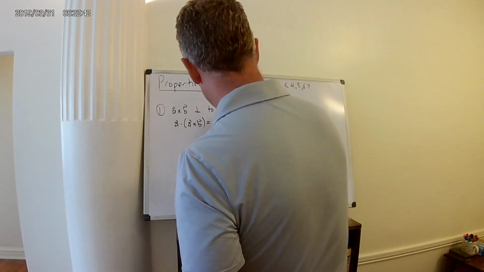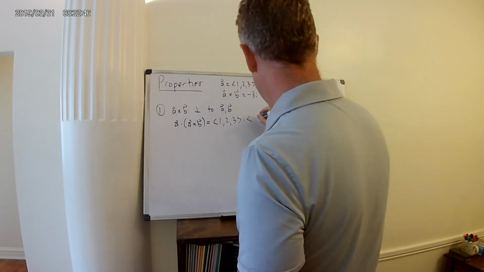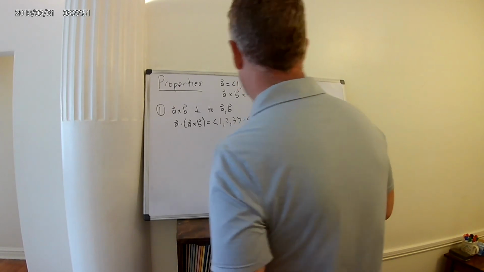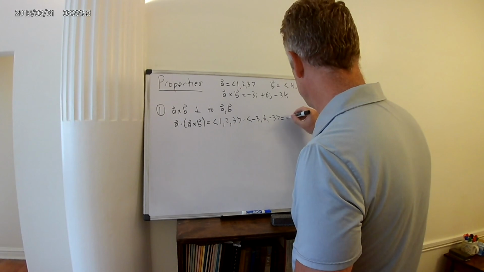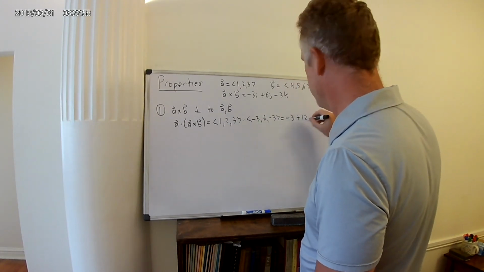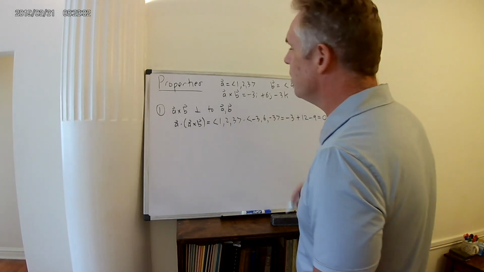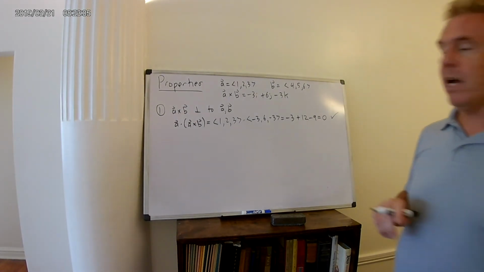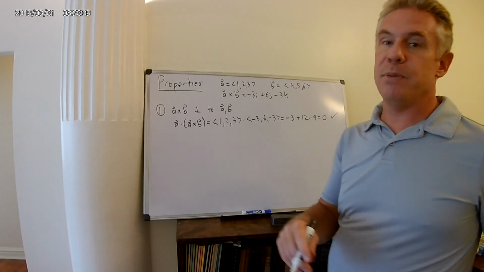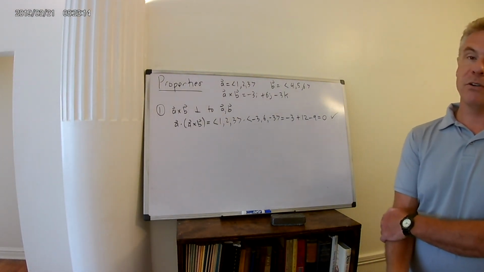This is going to be 1, 2, 3 dotted with minus 3, 6, minus 3. If we do that, we get minus 3 as the first term, the second term is plus 12, and the third term is minus 9. And this adds to 0, so indeed that's true. And if you want, you also could check that B is perpendicular to A cross B. I'm not going to do this. So that's an important property of the cross product. It's perpendicular to both the vectors involved.